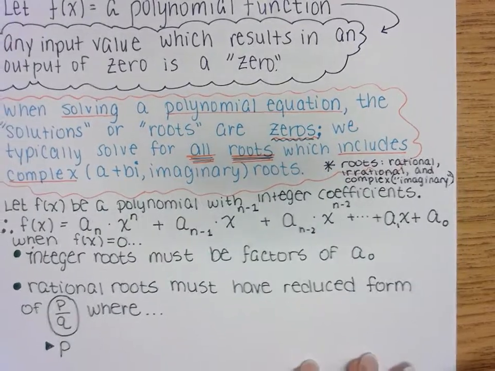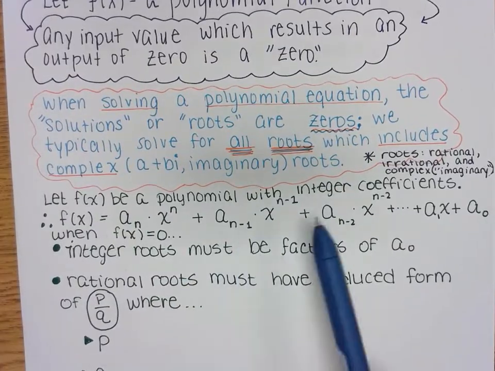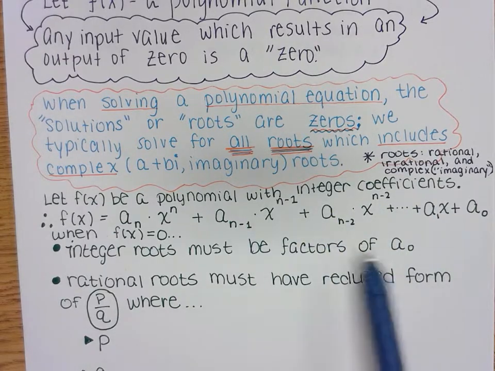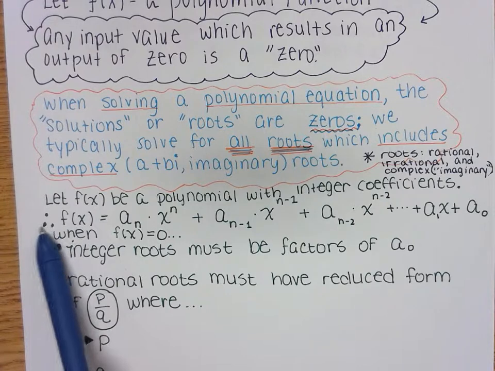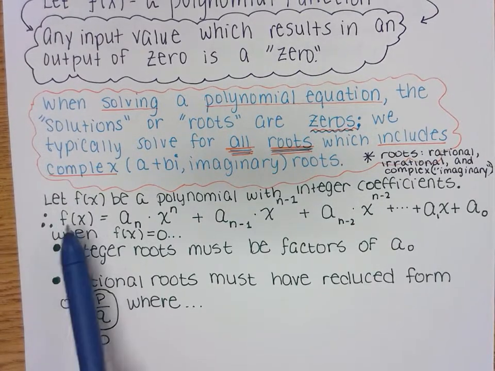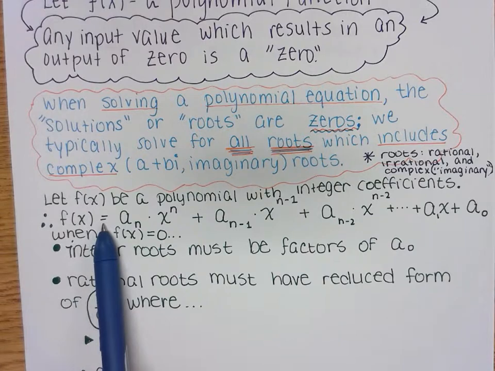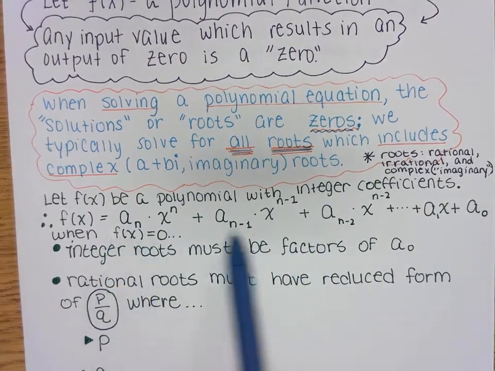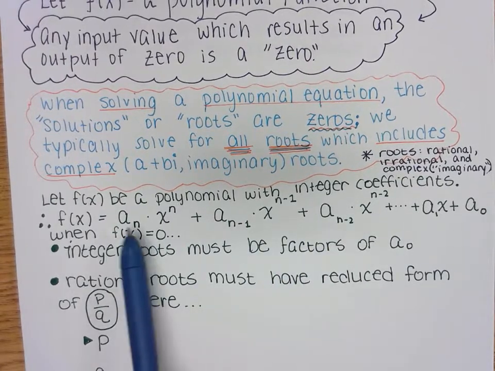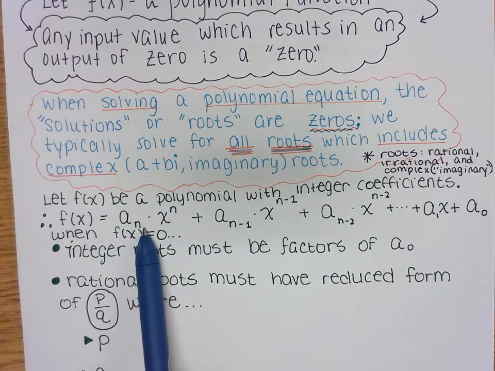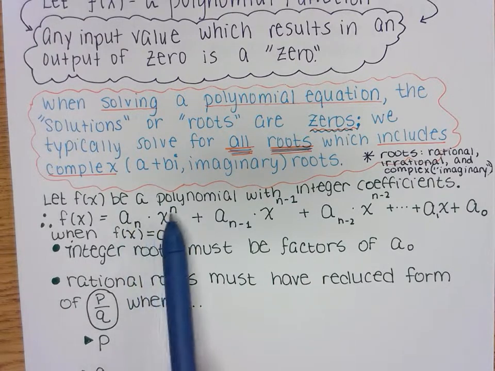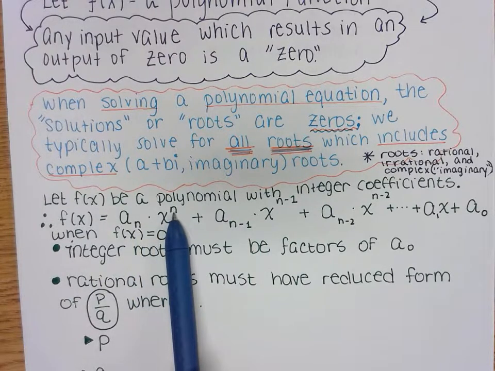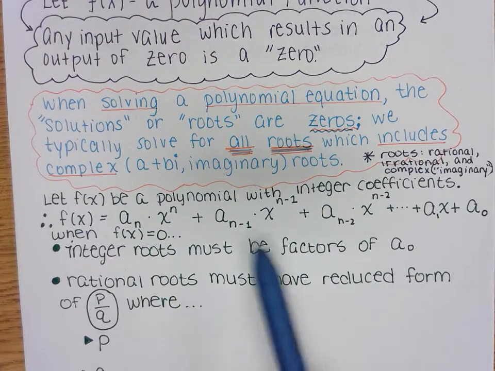Okay, so let f of x be a polynomial with integer coefficients, so our numbers in front of our x to the first, or x to the second, x to the third. Therefore, 3 dots in a triangle means therefore. Therefore, our function f of x can equal, now this might look scary to some of you, this is just notation showing a polynomial in standard form. A sub n is going to represent a coefficient times x to the n. n is indicating it's the coefficient of the term that has the nth power. n could be 10, n could be 2, n could be 1.